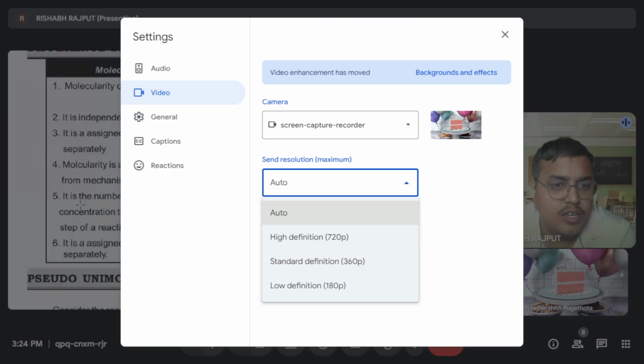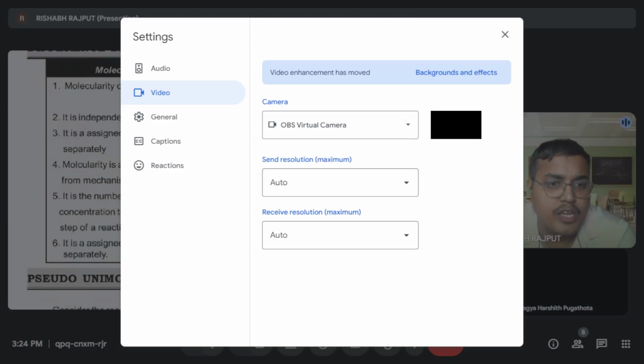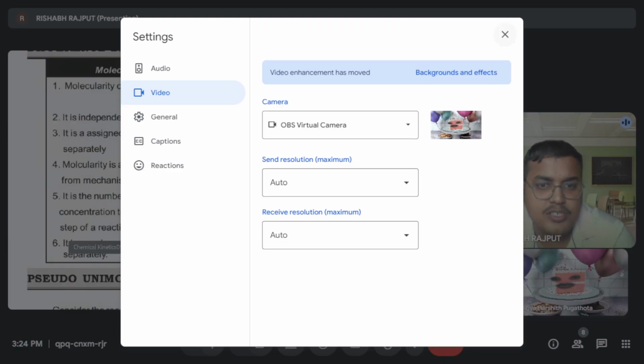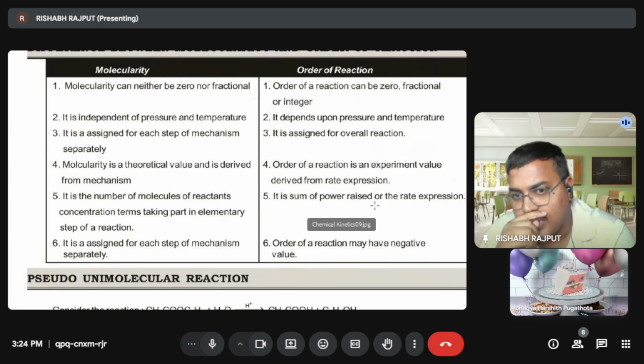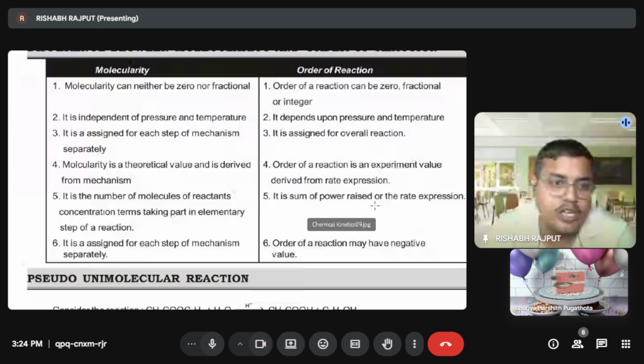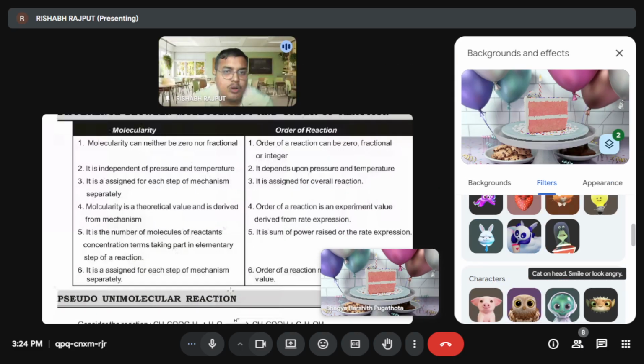You can see here, molecularity is the number of molecules of reactant taking part in an elementary step of the reaction, that is, how many molecules participate at one time. And order of the reaction is the sum of the powers of concentration terms in the rate law, the rate expression. That is the difference between molecularity and order of the reaction.